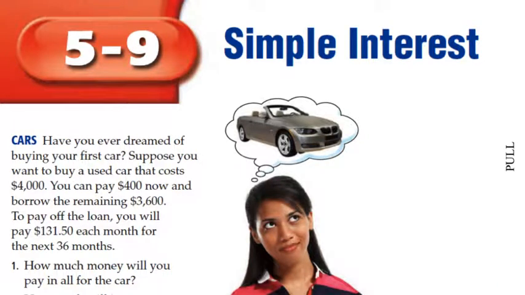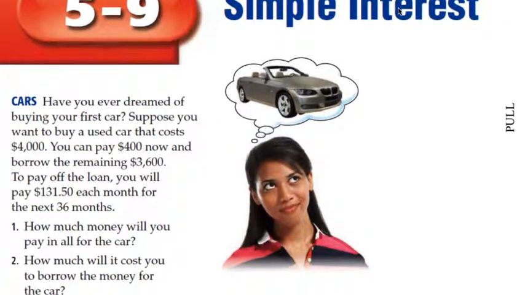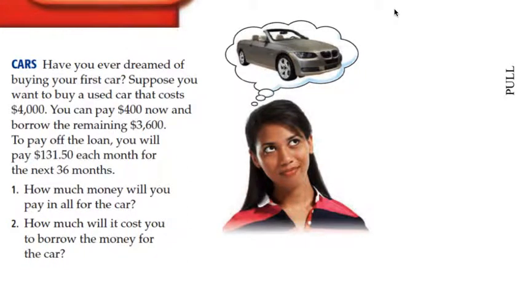Well, welcome to our lesson on simple interest, and we're going to start off this lesson by talking about something that most students your age are interested in, and talking about dreaming about owning your own car. So suppose you want to buy a used car and it costs $4,000. You can pay $400 now and then borrow the remaining $3,600.